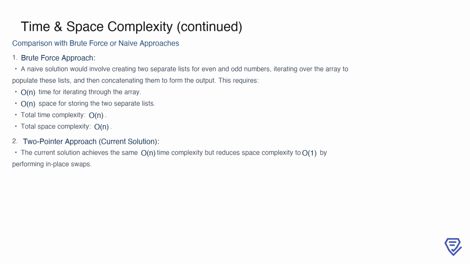When comparing this approach to a brute force or naive solution, the advantages become more apparent. A brute force method might involve creating two additional lists, one for even numbers and one for odd, iterating through the array to populate these lists, and then concatenating them into the final sorted array. While this approach still achieves O(n) time complexity, it requires O(n) extra space to store the temporary lists. In contrast, the two-pointer solution achieves the same O(n) time complexity but eliminates the need for additional storage by performing all operations in place. This reduces the space complexity to O(1), making the algorithm much more memory efficient.